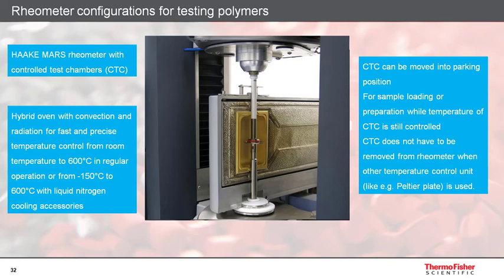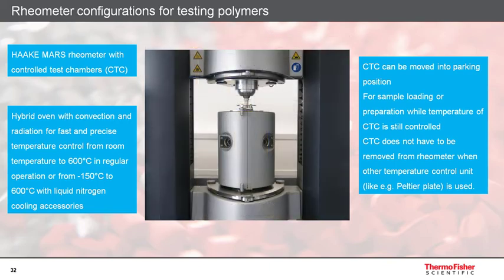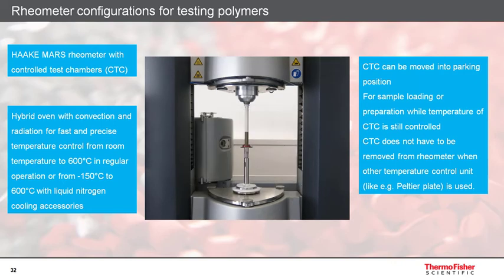The CTC consists of two temperature chamber half shells that can be moved individually on a rail system. For sample loading, cleaning, or changing the measuring geometry, the CTC half shells can be moved into the so-called parking position at the rear left side of the rheometer. In the parking position, the operator has full access to the sample and the measuring geometry without the danger of touching the hot or very cold inner part of the CTC.